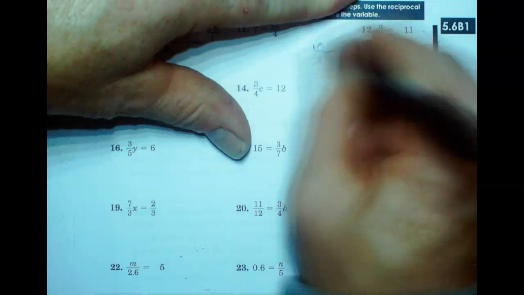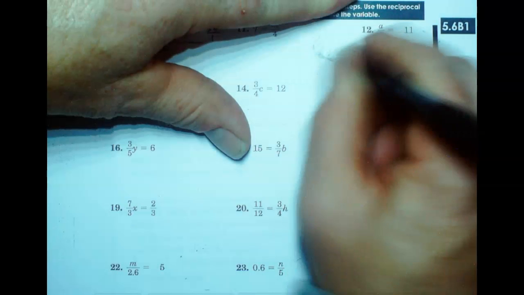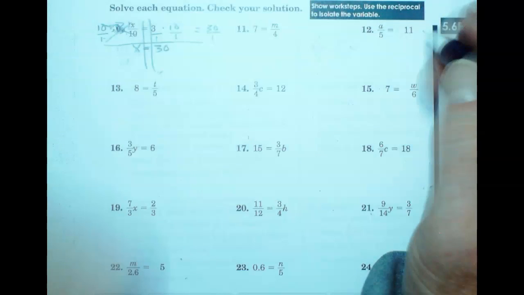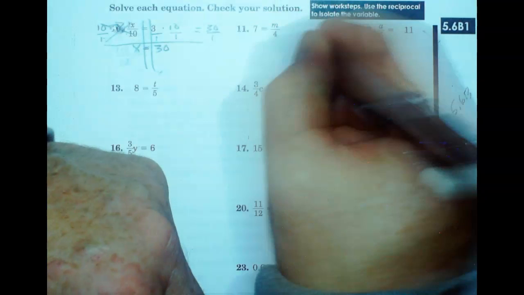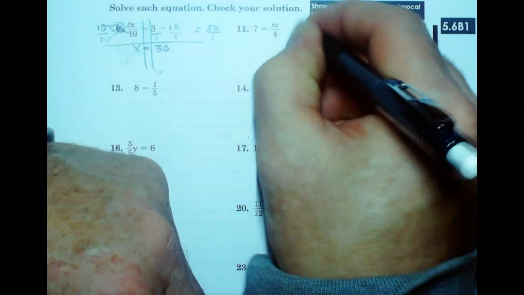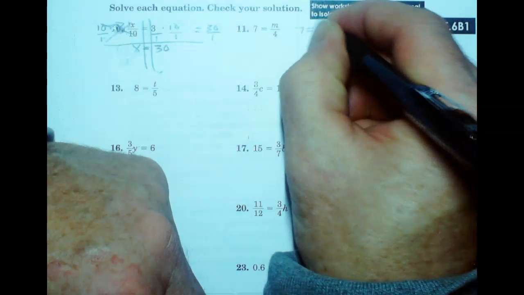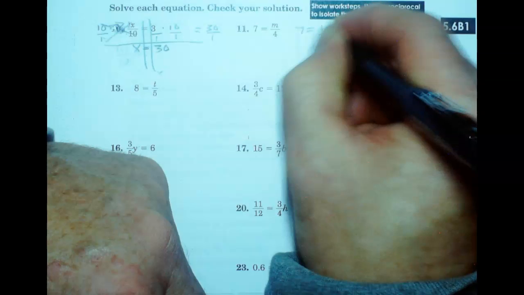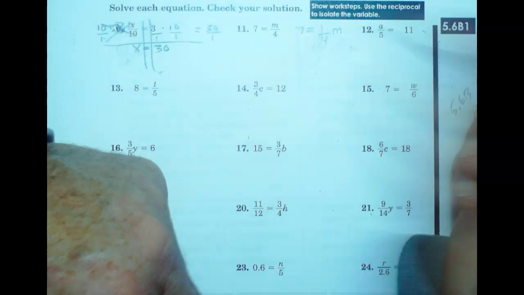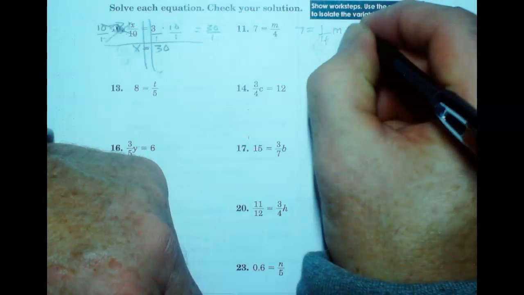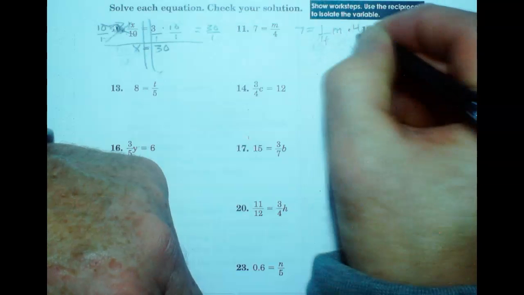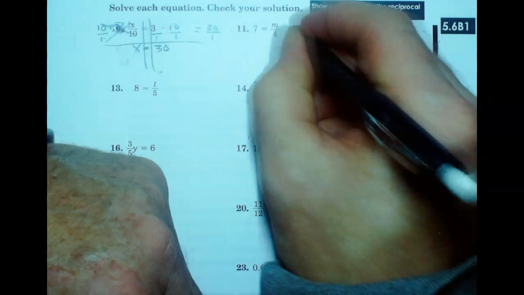All right, I'll model that for you on this next one here. So we have 7 equals m divided by 4. I'll just rewrite this problem. I'm going to say that this is 7 equals 1/4 m. Now the way I get rid of 1/4 m is to multiply by the reciprocal, which is 4 over 1. We can just call it 4.